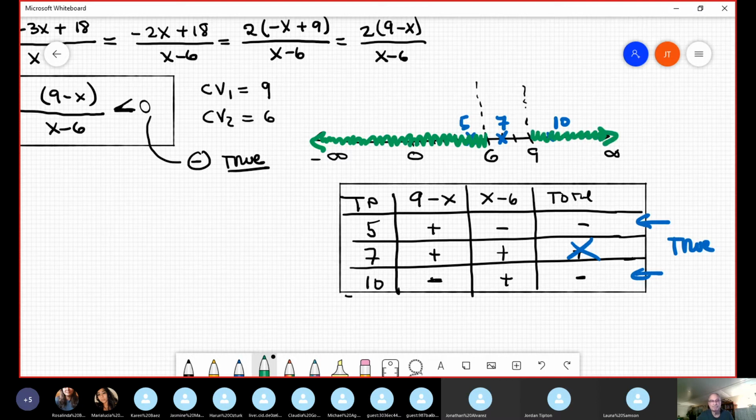What about the endpoints? This is the complicated part. 9 is included? No. Sorry, mistake. Not included because it's not equal. If it is not equal, then it is always parenthesis. That's my final answer. My final answer is from negative infinity to 6, the testing point, the critical value, so not included because it's not equal, union 9 to infinity. Final answer.